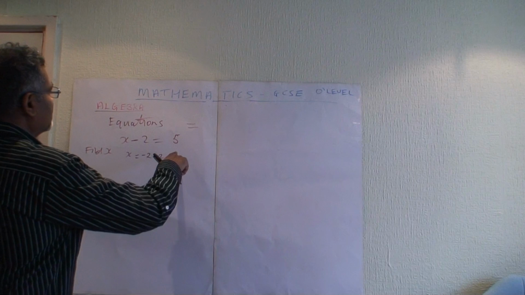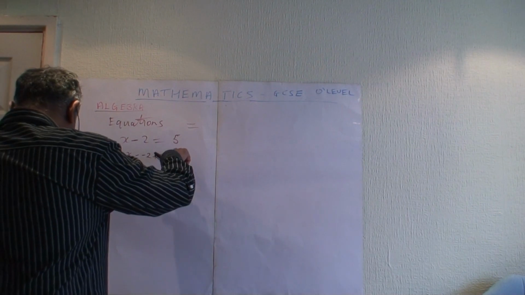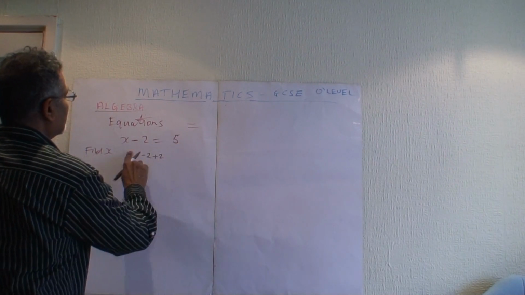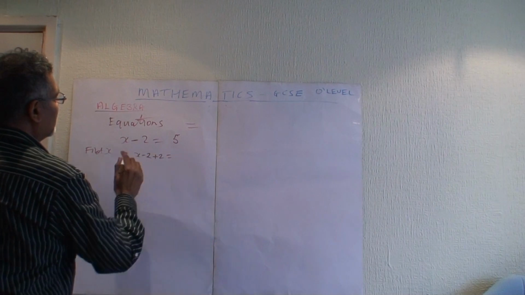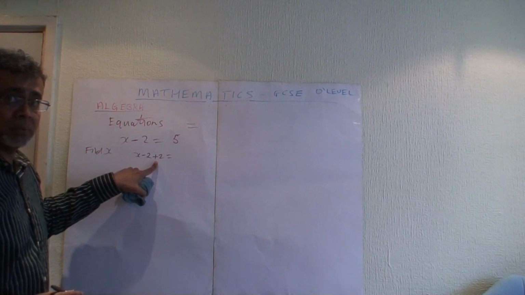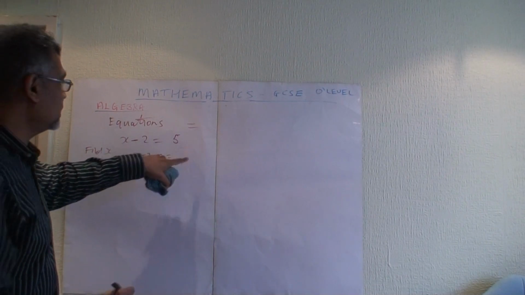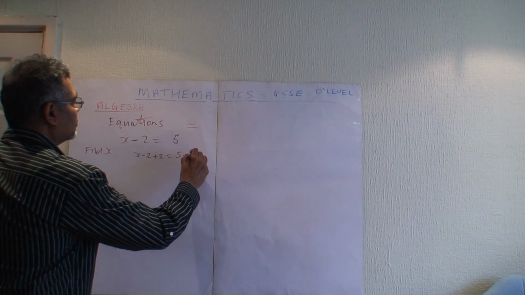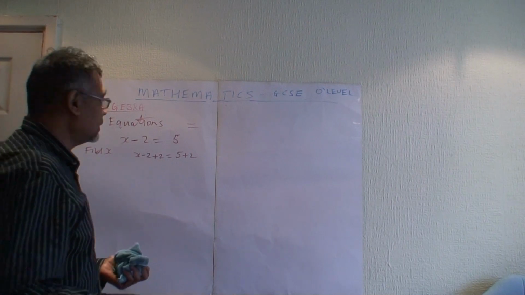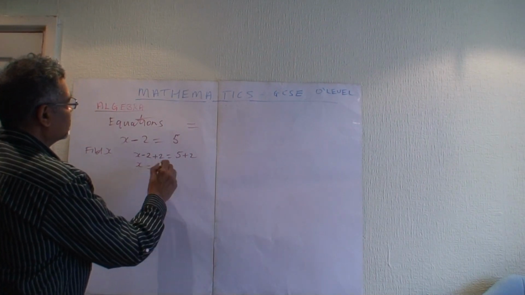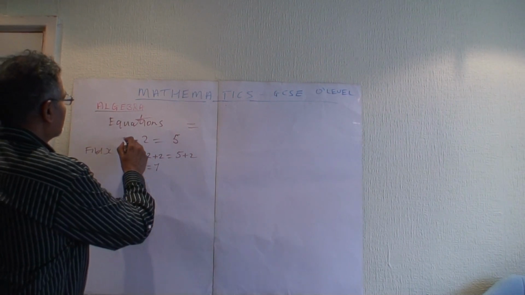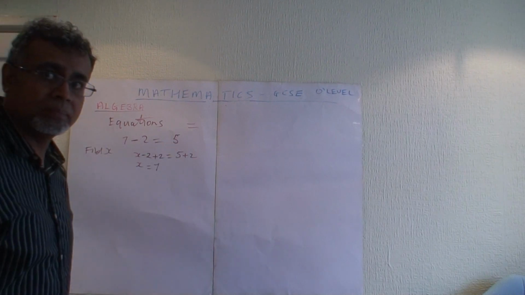We also need a plus 2 on this side. So minus 2 plus 2 cancels it out, so you are left with x equal to 5 plus 2, which is 7. So we know 7 minus 2 is 5.